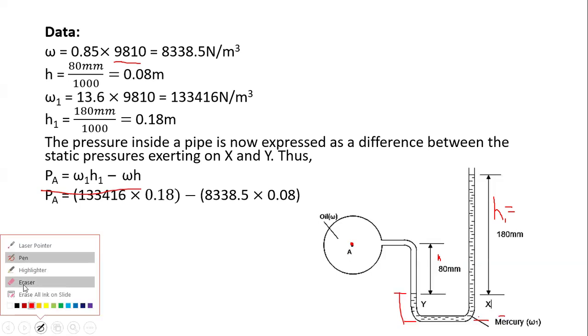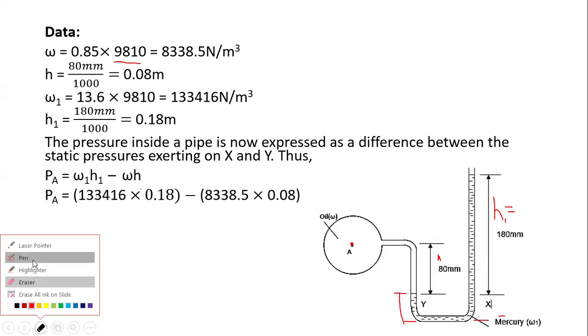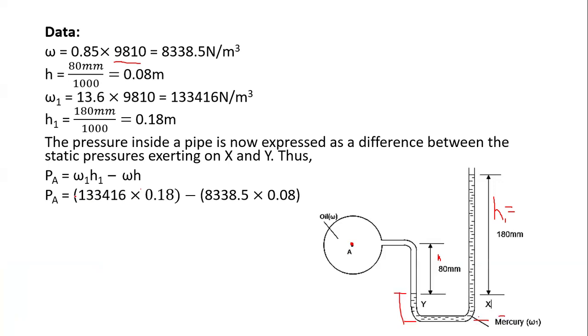133416. In other words, this is our value for mercury. So 133,416 times 0.18 minus the specific weight of the liquid in the manometer times the height, which is 0.08. So what do I get? Once we subtract there, we get 23,347.8.